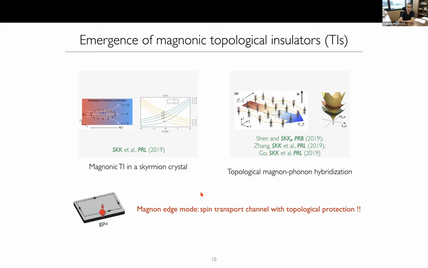That's because these magnonic topological insulators support this kind of magnon edge mode along the boundary of the sample, which we can use as an efficient one-dimensional spin transport channel with no backscattering. So these magnonic topological insulators give us a very efficient magnon transport channel that we can utilize in spintronic devices. That's the practical utility of these magnonic topological insulators. So this is one of the hot topics in the spintronics community.